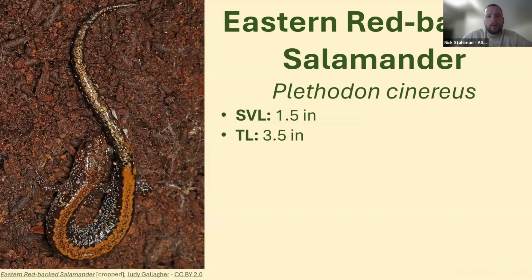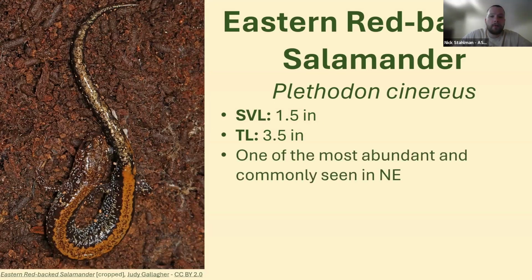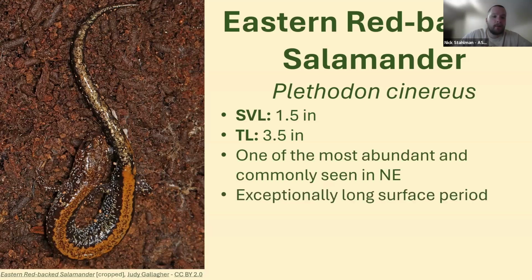This is probably our most abundant salamander, especially in the woods. It's active on the surface as early as January in Pennsylvania and will continue to be active into December. So there's only a small amount of time where it's underground. And even then, if it's a warm couple of days in the middle of December, it will come out. So these are very, very common, definitely the most abundant and commonly seen in the Northeast.